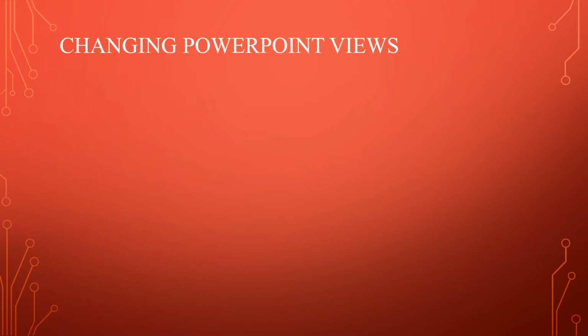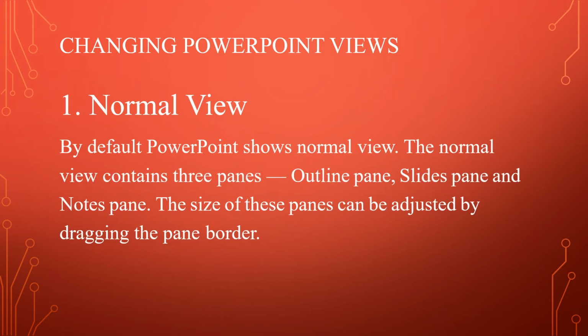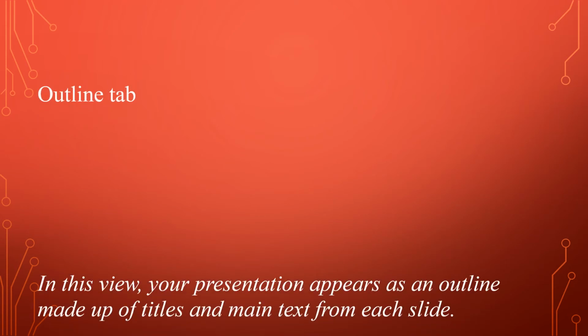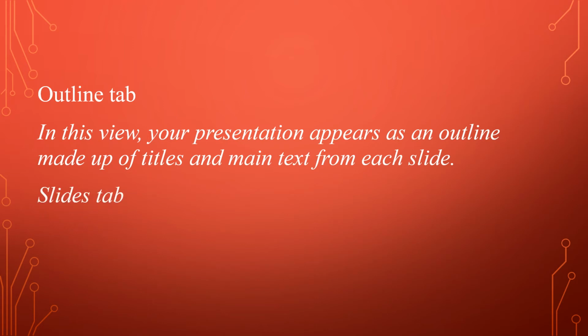Now children, let us study changing PowerPoint views. Basically, there are four types of views. The first one is normal view. Children, you need to remember this, that by default PowerPoint shows normal view only. The normal view contains three panes: outline pane, slide pane, and notes pane. The size of these panes can be adjusted by dragging the pane border. In normal view, you will get outline tab as well as the slides tab.